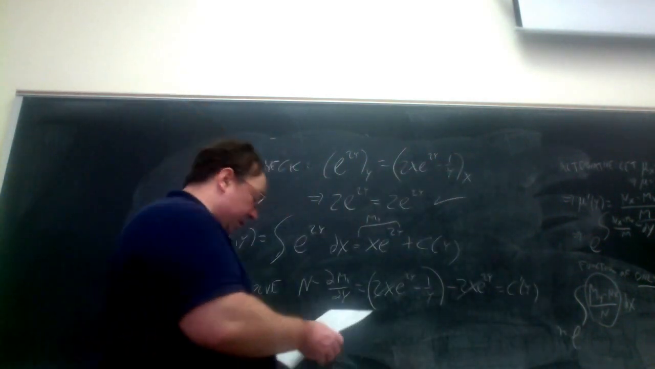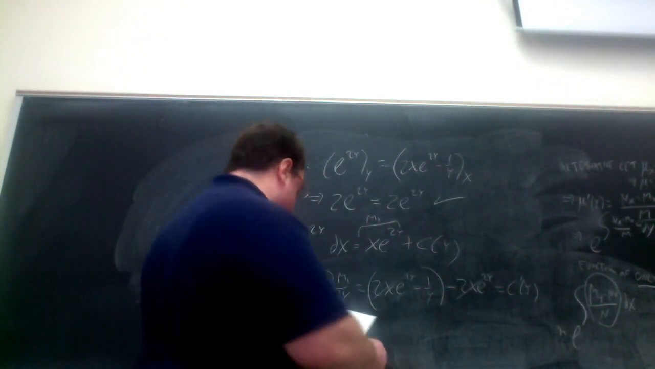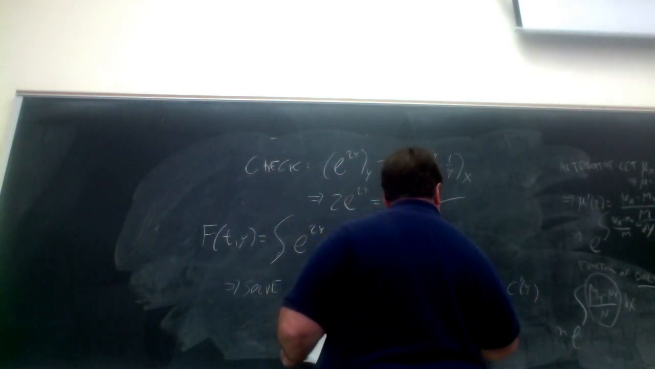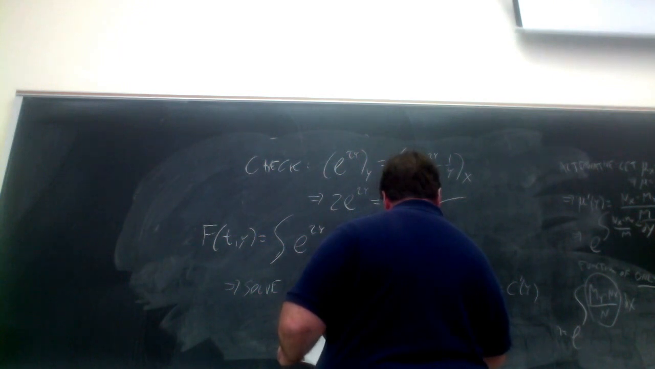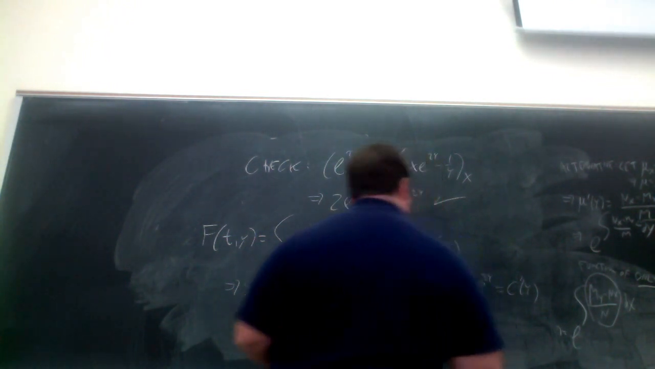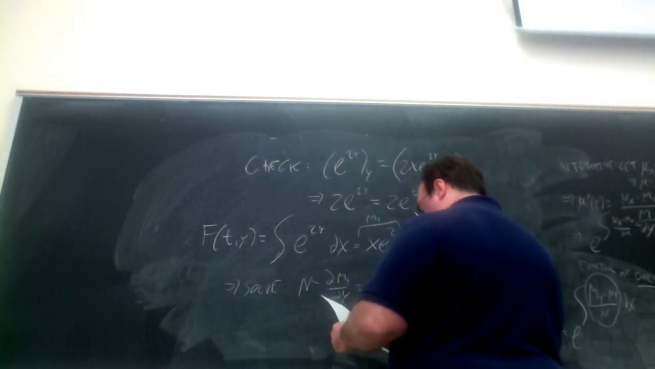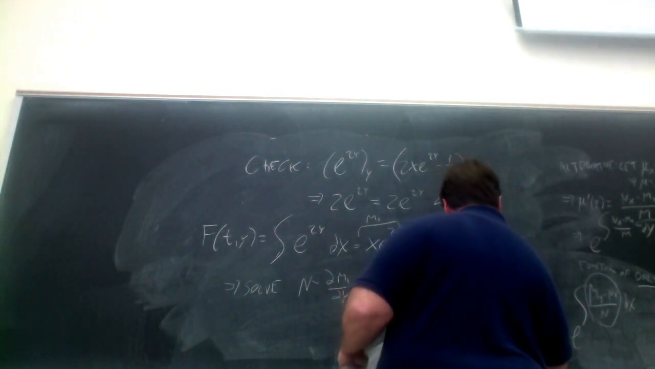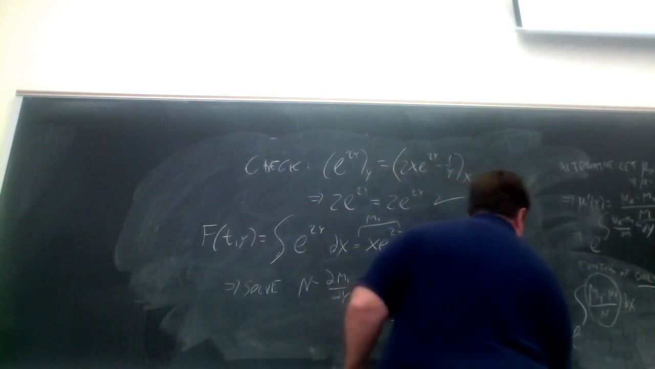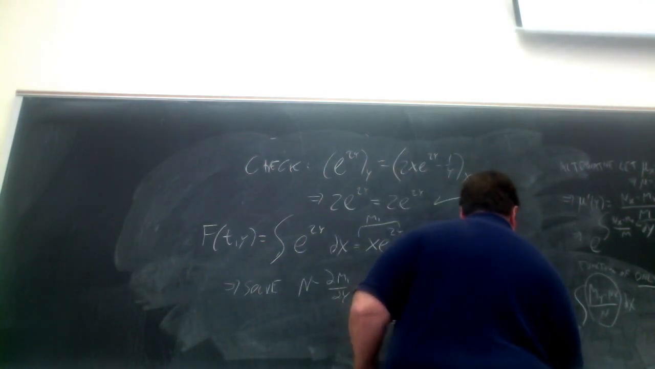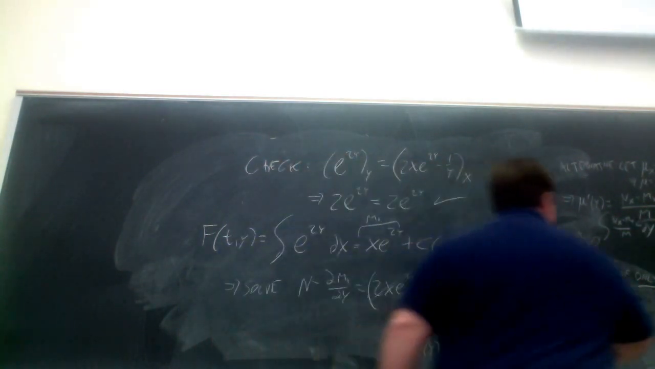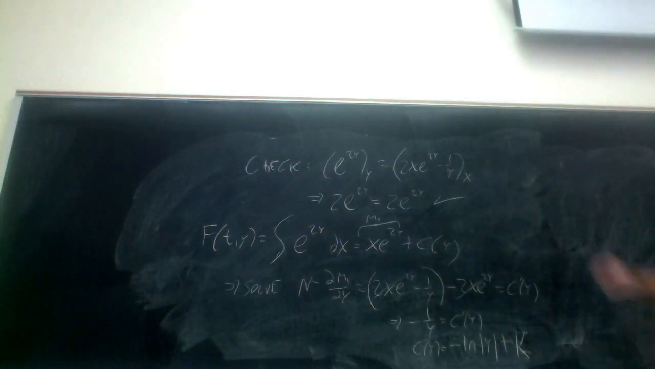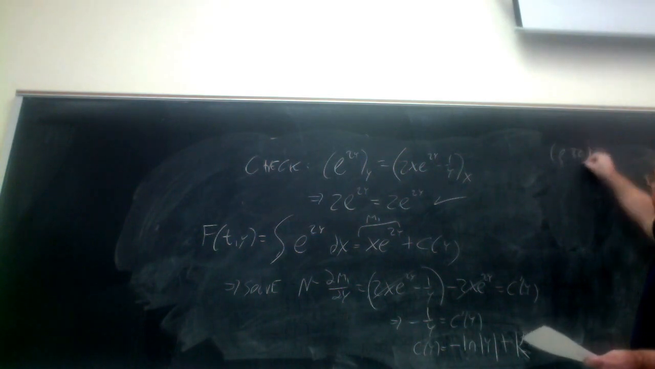So we simplify everything. If minus 1 over y is equal to c prime of y, so c of y is minus a natural log, plus, I'm using k. Okay. And all this is on page 32 in the notes.